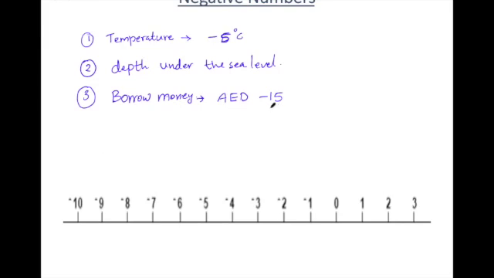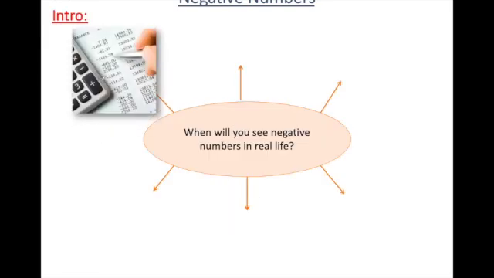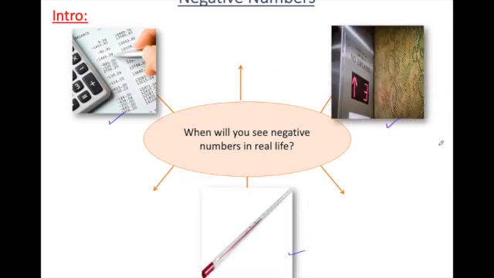from your account. So in short, when you borrow money, either from a bank or in any other dealings, the borrowing which is not your money is represented by a negative sign. Dealing with money, temperature under 0 or less than 0, level under the ground, which is also represented by negative.